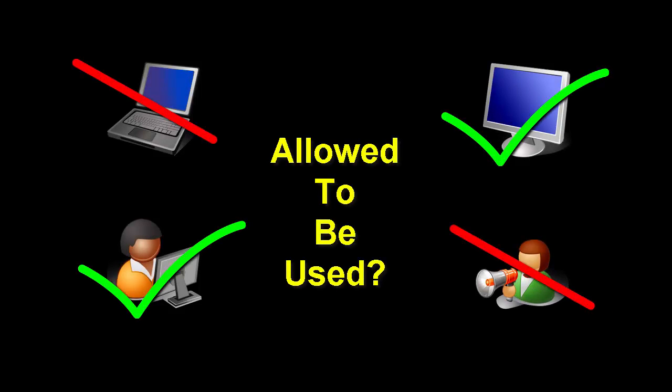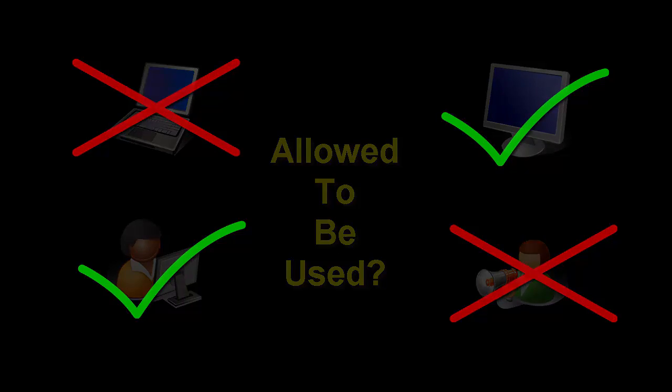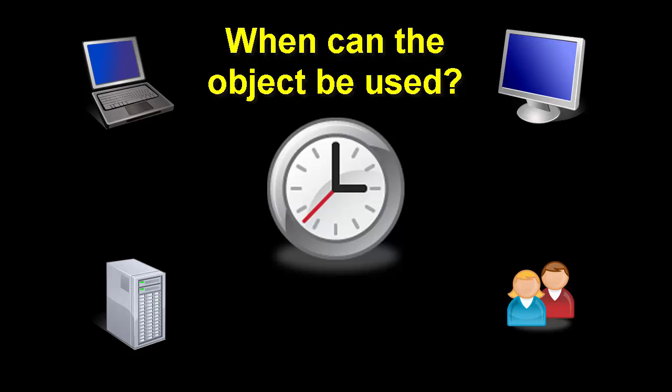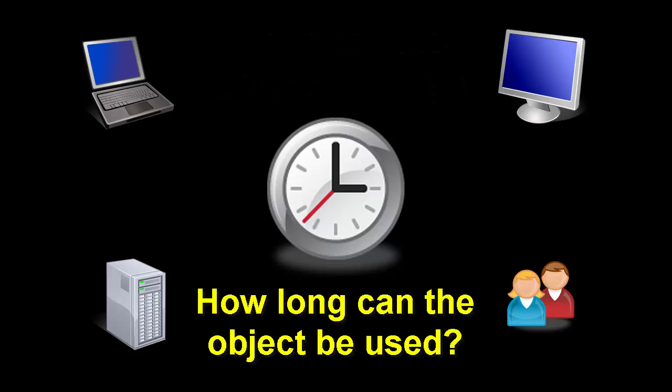Active Directory can control several aspects of each object, such as, is that object allowed to be used? Who can and can't use the object? When can the object be used? How long can the object be used?